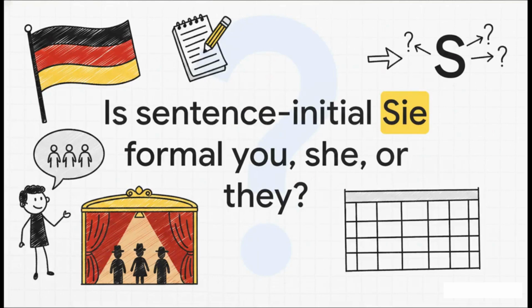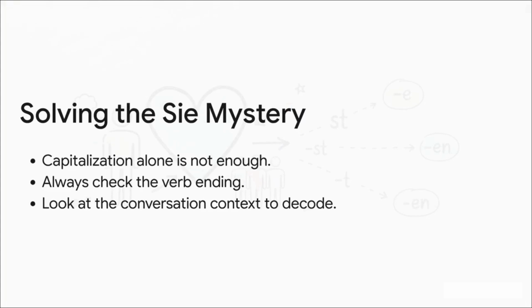Okay, but here is where German throws a notorious little trick question at us. If you see the word sie at the very beginning of a written sentence with a capital S, is it the formal you? Is it she? Or is it they? Remember, German capitalizes the first word of every sentence anyway. So that capital S doesn't automatically give away the answer. How do we know which actor is actually on stage? Well, you kind of have to be a bit of a linguistic detective.